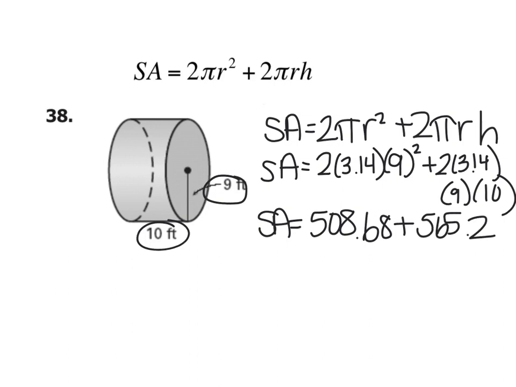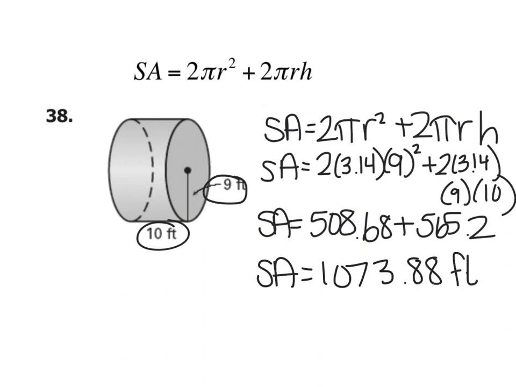And now we just need to finish it by adding those two together. And so your surface area then, when you add those two together, is 1073.88. And because we're talking about surface area, it's going to be feet squared.